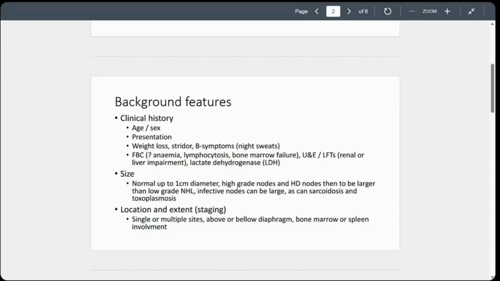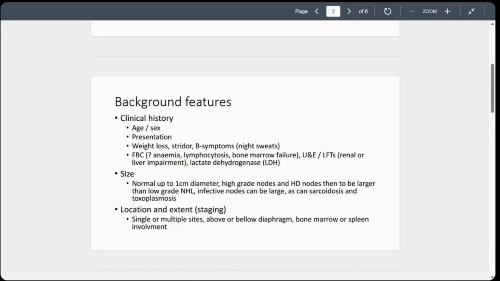The presentation is important. They present with weight loss, with stridor, with B symptoms. People with B symptoms need to be taken more seriously. So if you've got a small biopsy and you're a little bit uncertain of it, but there is significant weight loss and there are also B symptoms as well, it may sway your confidence in a diagnosis of lymphoma. It's always important to put everything in the full clinical context.